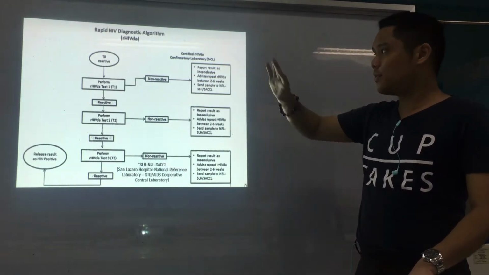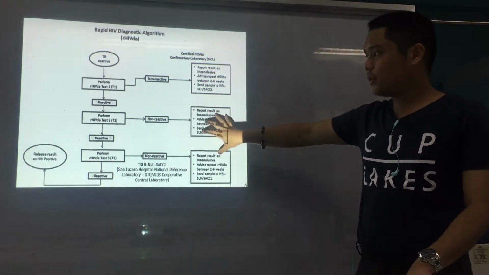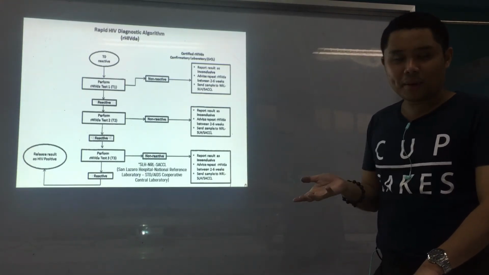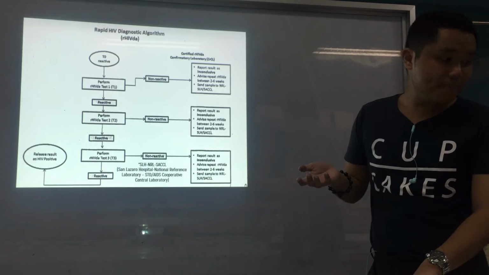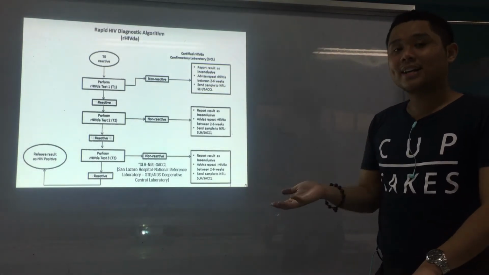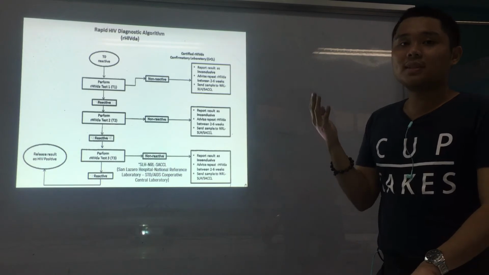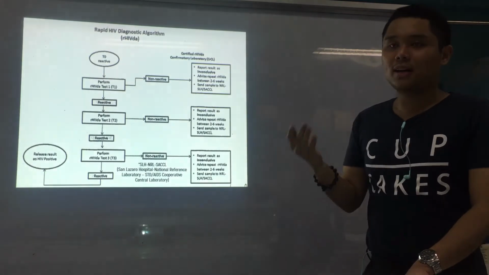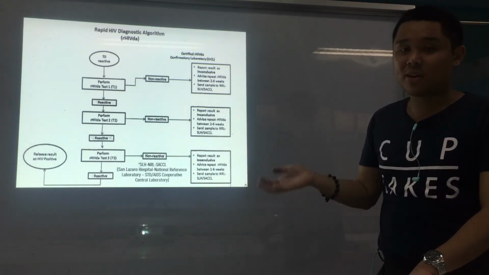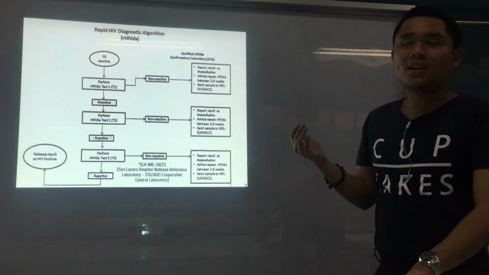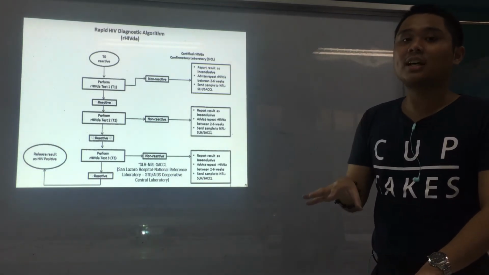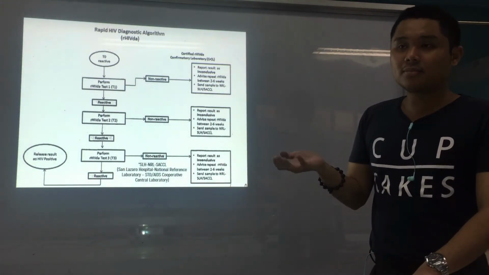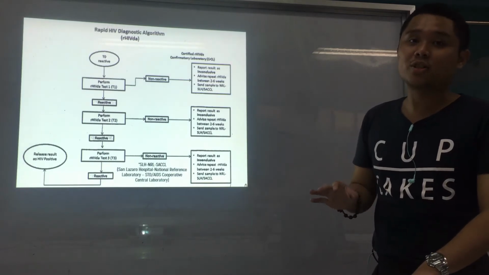So if test 1 is non-reactive, still the same. This is what you do. For test 2, this, and test 3, this. So it's very easy, quick. And I think it appeals to the Philippines' recommendation because it makes the diagnosis of HIV quick. Because again, we have one of the most rapidly rising HIV cases in Southeast Asia or even in Asia. So it's very important. I think it's one of the reasons why this RHIVDA was established, so that the diagnosis of HIV is quick.